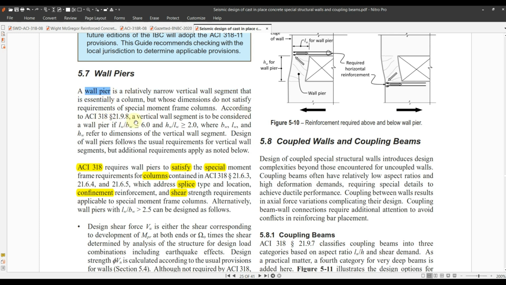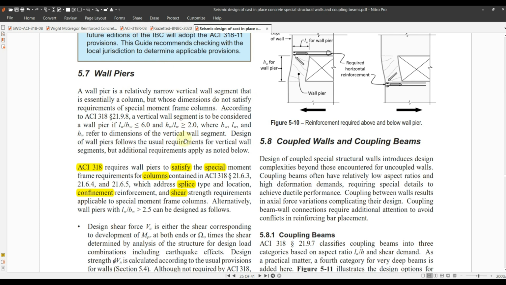According to ACI 318, a vertical wall segment is to be considered a wall pier if length divided by width is less than 6, where the length is the largest cross-sectional dimension, LW, and the smallest cross-sectional dimension is BW. And there is another ratio, the height divided by length, which is greater than 2. Then your member will be considered as a wall pier. It's not a special moment frame column because the ratio is greater than 2.5. Again, it's not a real shear wall, rather it's a wall pier.